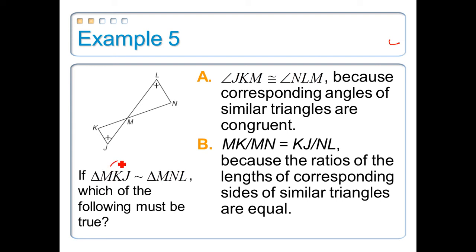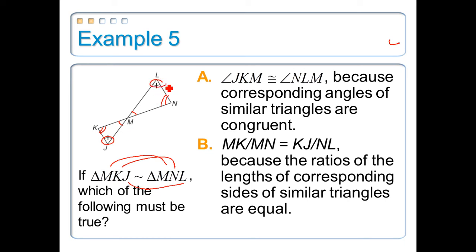So we know M corresponds to M. So that means this angle and this angle must be the same if they're similar. We know K and N go together. So I'll call this 2 marks based on a similarity statement. And then we know L and J, and they're both marked the same here.